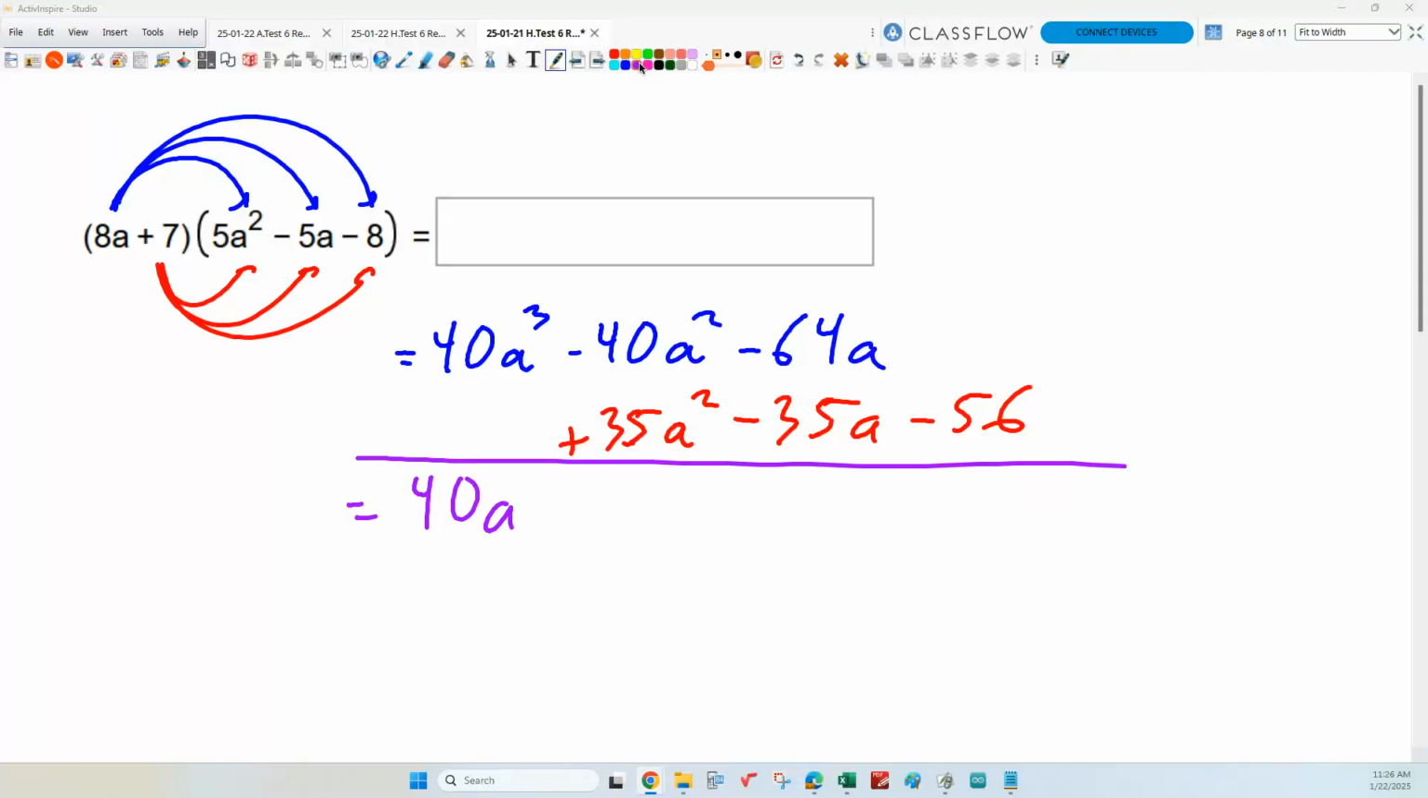So 40a cubed, how many a squareds do I get? Negative 5, so minus 5 a squareds. How many a's?